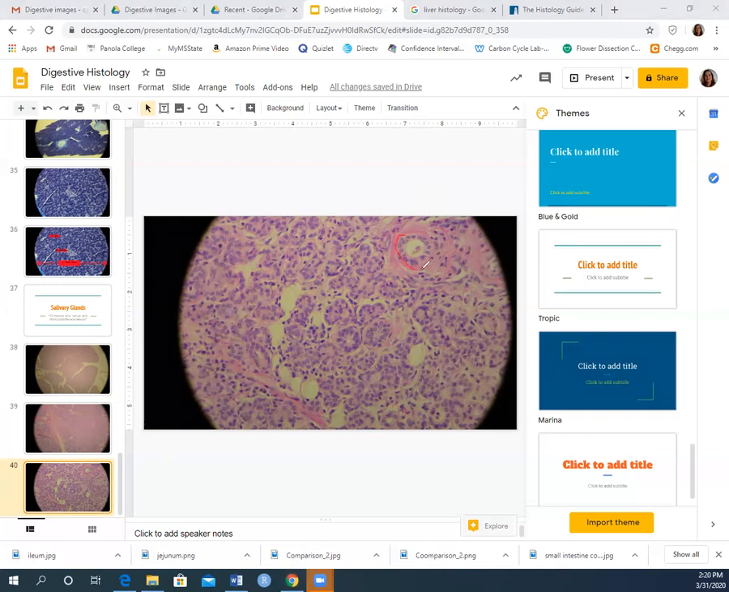Okay, see this structure right here? See all those structures? You're looking at stratified cuboidal epithelium. Remember, your stratified cuboidal is like looking through the end of a water hose. It's always kind of round or oval shape. So those are your ducts that you're looking at there, okay?